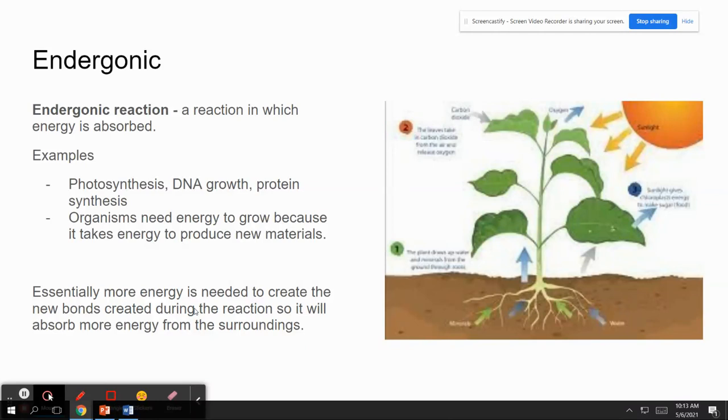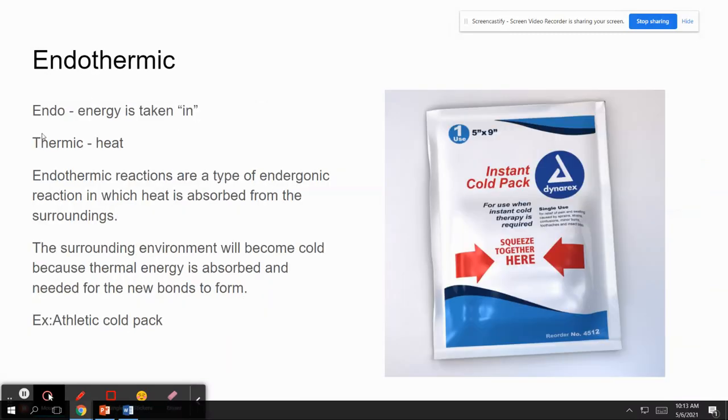Since more energy is needed to create the new bonds, that energy has to come from somewhere. It can't just be made up. So in an endergonic reaction, energy is absorbed. It's taken in. In endergonic, it kind of sounds like in. One of the specific examples we're going to talk about is endothermic. Energy is taken in. Thermic means heat. Energy from the surrounding environment in the form of heat is absorbed.